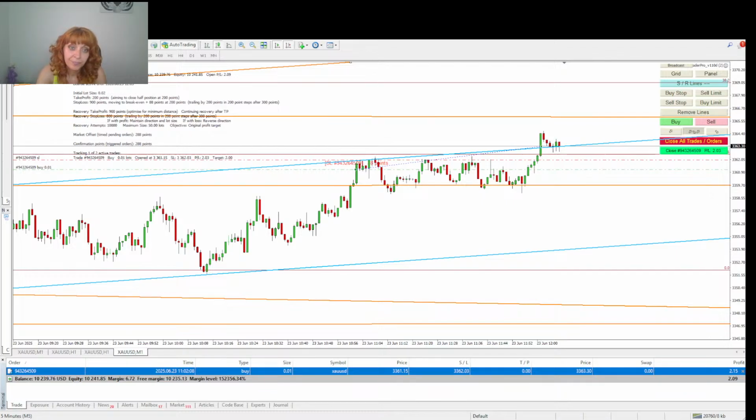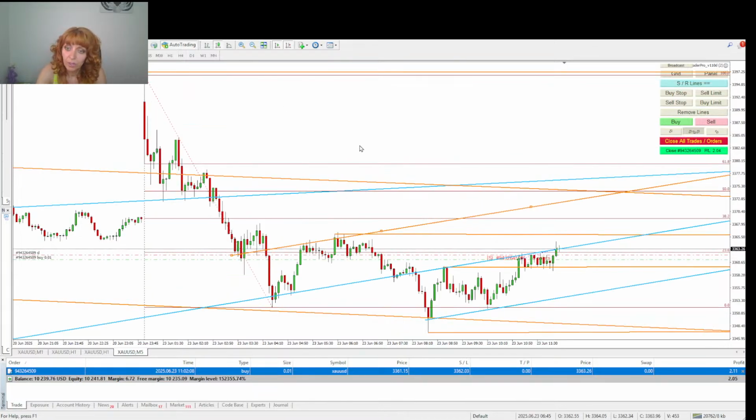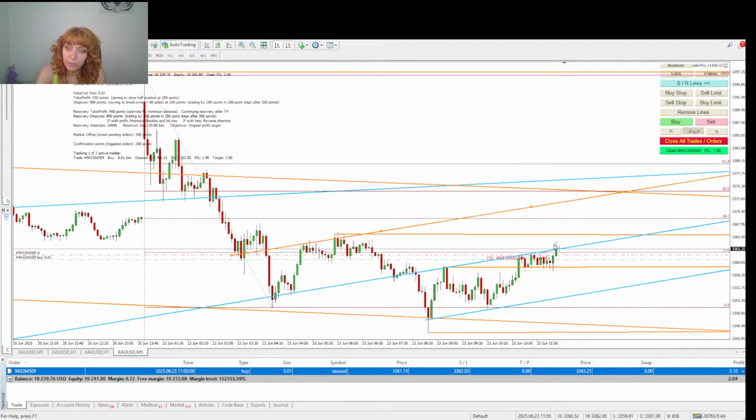See, on the 5 minutes we have this little pin, little bit of candle, and let's see if 1 minute would try to get it higher. That's what it's trying to do at this moment.